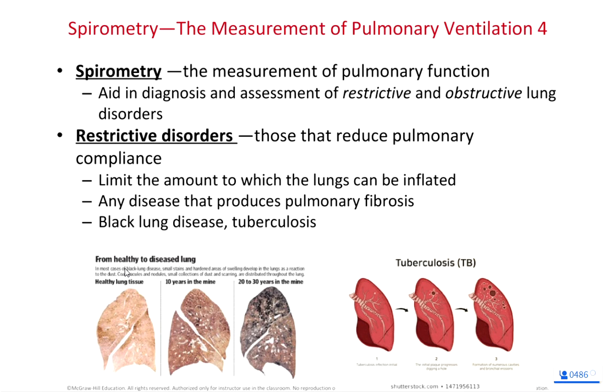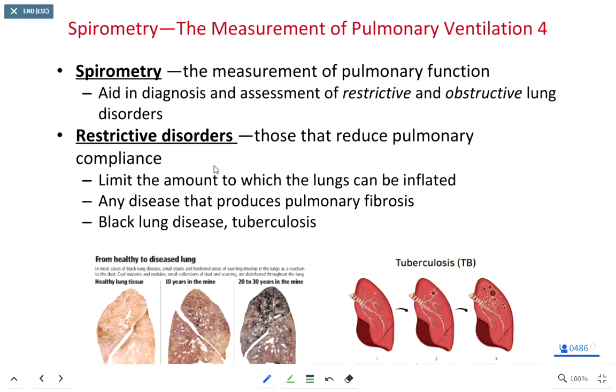When we think of restrictive disorders, they reduce pulmonary compliance, or more broadly speaking, they make the tissue stiffer. Restrictive disorders increase the stiffness of the pulmonary tissue. And if we lose elasticity of the lungs and we lose the ability to expand our lungs, to inflate, then scar tissue or fibrosis develops within the lungs. Two classic examples of disorders include black lung disease and tuberculosis.